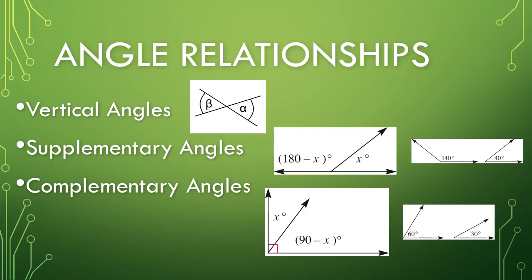Vertical angles are created when we have two intersecting lines, rays, or line segments, and it can be any combination of those, but basically those two sets of angles are your two vertical angles, and they are congruent to one another.